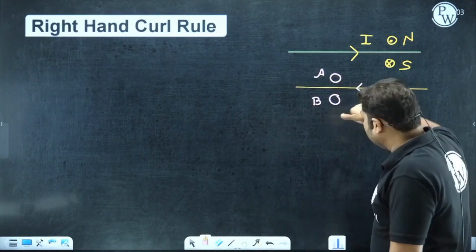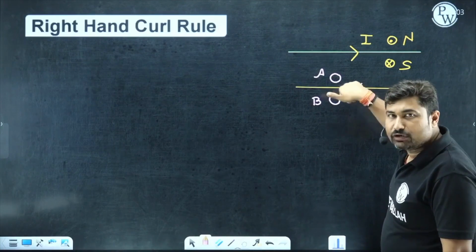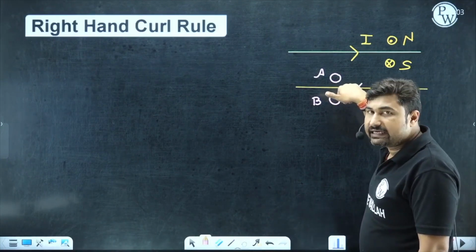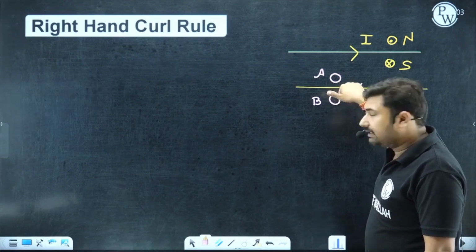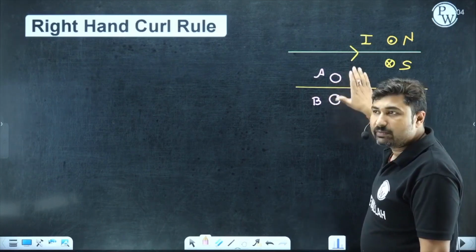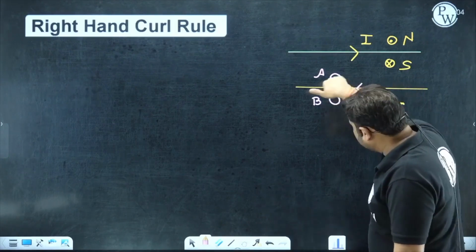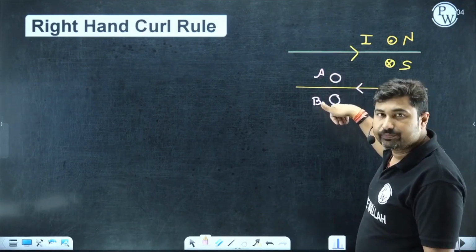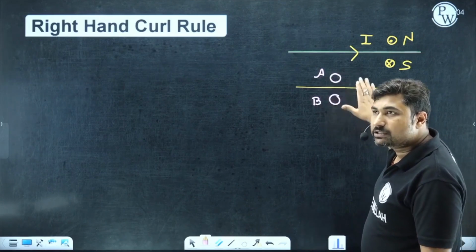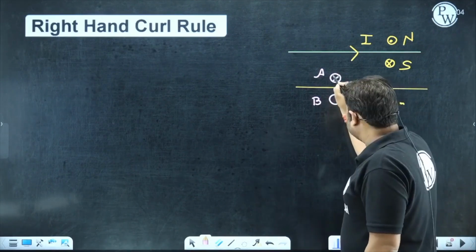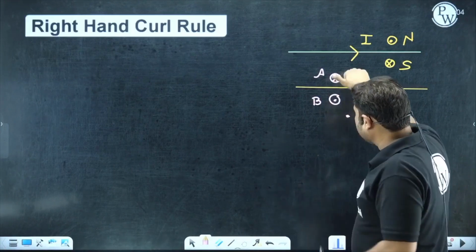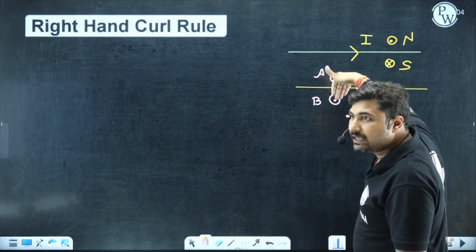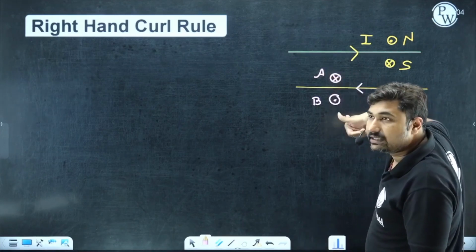In the right-hand curl rule, the thumb is representing the direction of current. Any current carrying wire will create a magnetic field. The direction of the magnetic field can easily be found using the right-hand curl rule. The thumb is representing the direction of current, and the curl is representing the direction of field. So in this curl, which one is dot and which one is cross? A is cross and B is dot. So magnetic lines of force are going away from the observer in A and coming towards the observer in B. Is it okay?